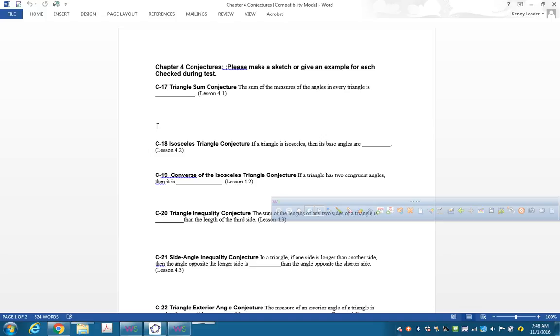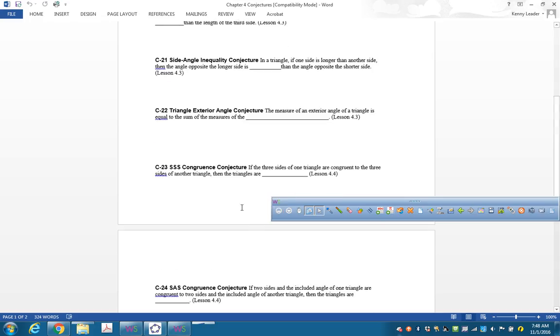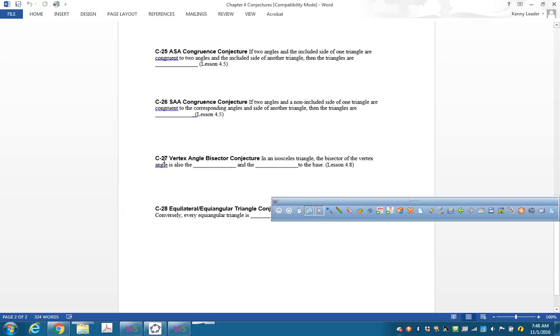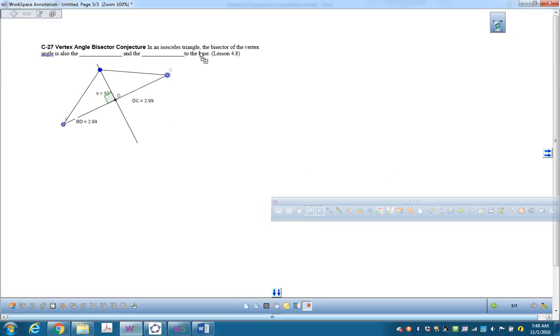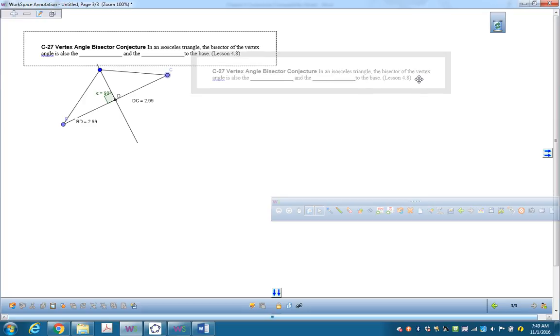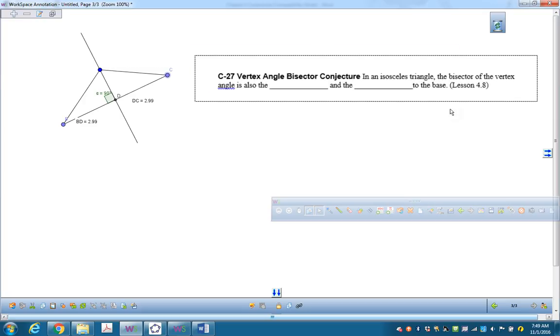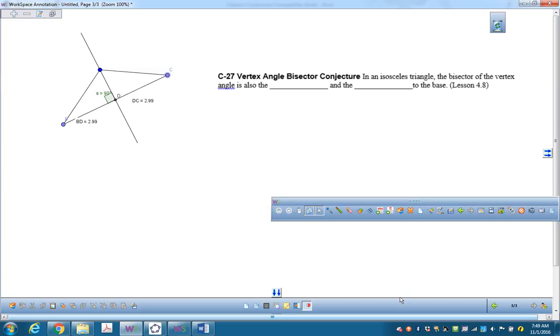So we're going to look at C27, okay? So if I come down here to C27, we already hit these other ones, okay? Let's get this one. And I'm going to put it right here, and I'm going to have my nice picture right there next to it, okay? It says, we just discovered, or I discovered for you using GeoGebra, that the vertex angle bisector conjecture.